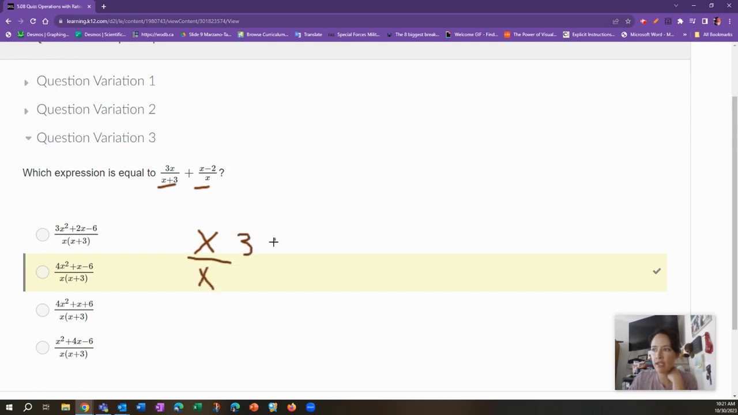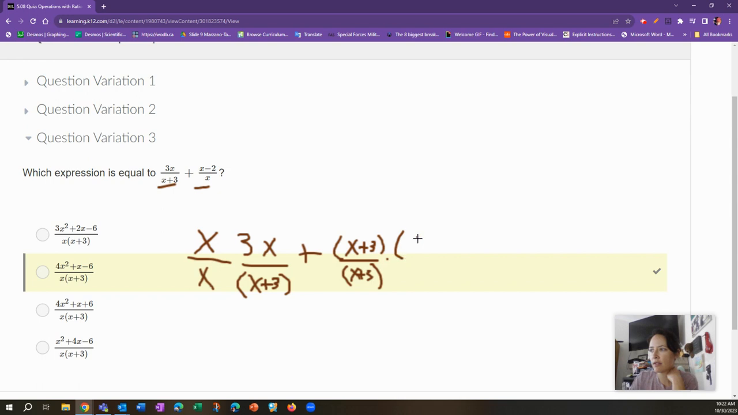We used to do that in math. We still do it whenever we had just numbers. Okay, plus. And then over here, we're going to do x plus 3 over x plus 3. Why? Because it's the denominator of the other one.